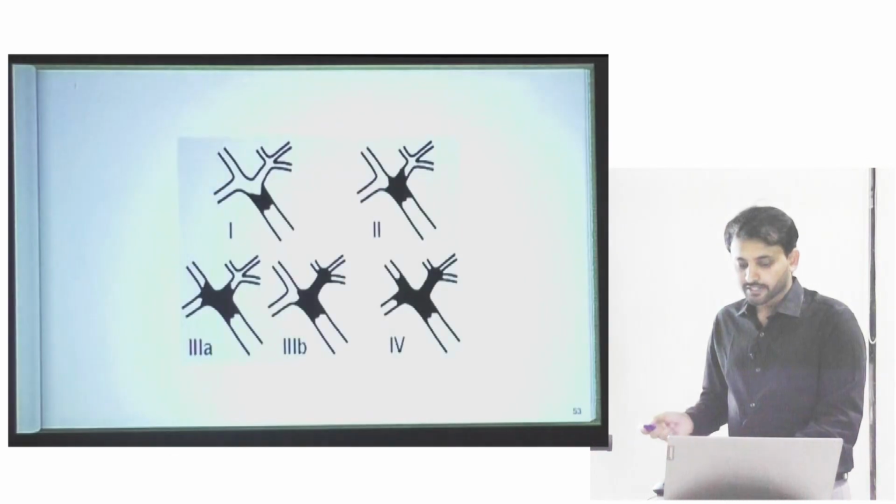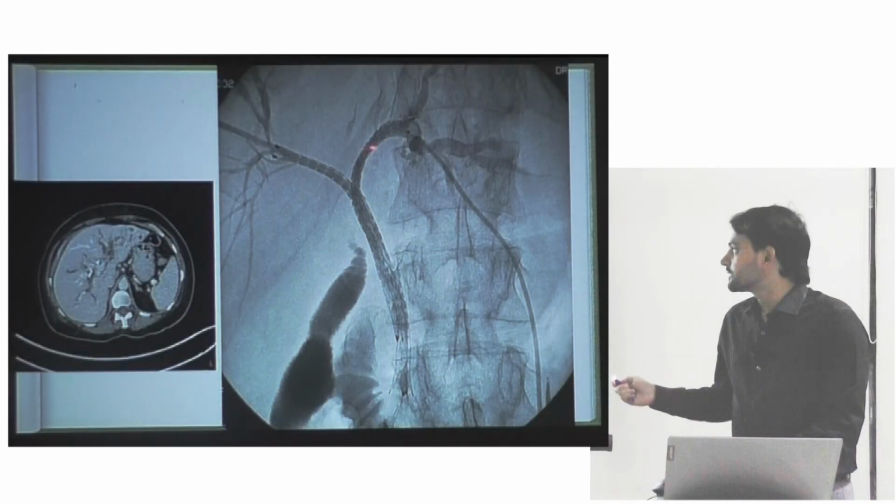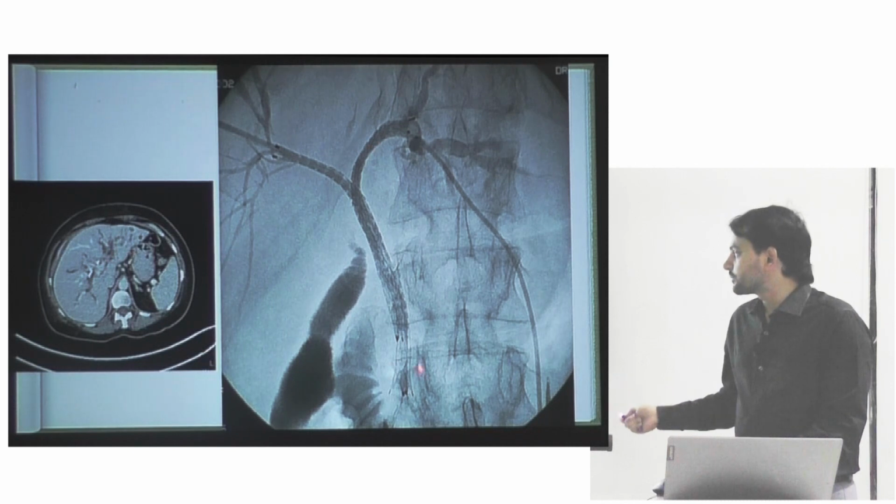And hilar reconstruction. So these are some types of cholangiocarcinoma and hilar obstruction levels. These are some cholangiocarcinomas, bilateral type 4 block. So this is a CT image showing bilateral IHBRD. So these are the deployed stents into the duodenum. This is the level of obstruction.